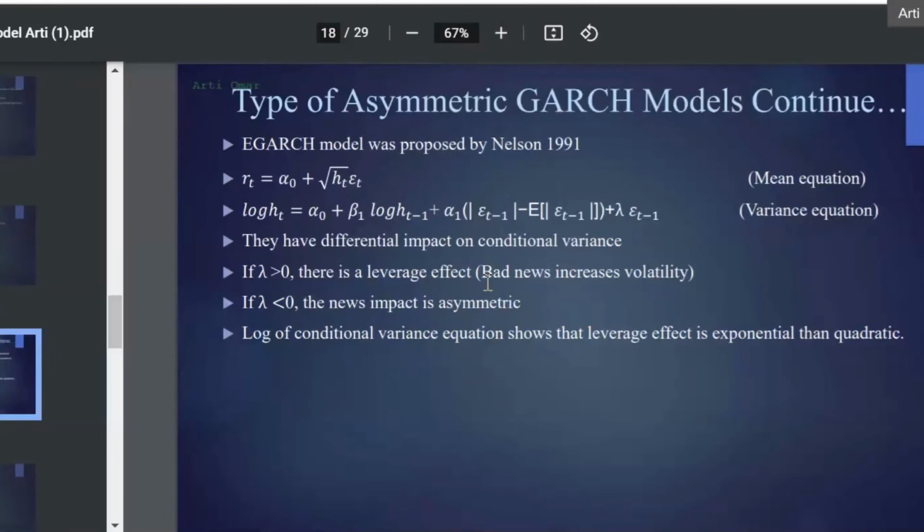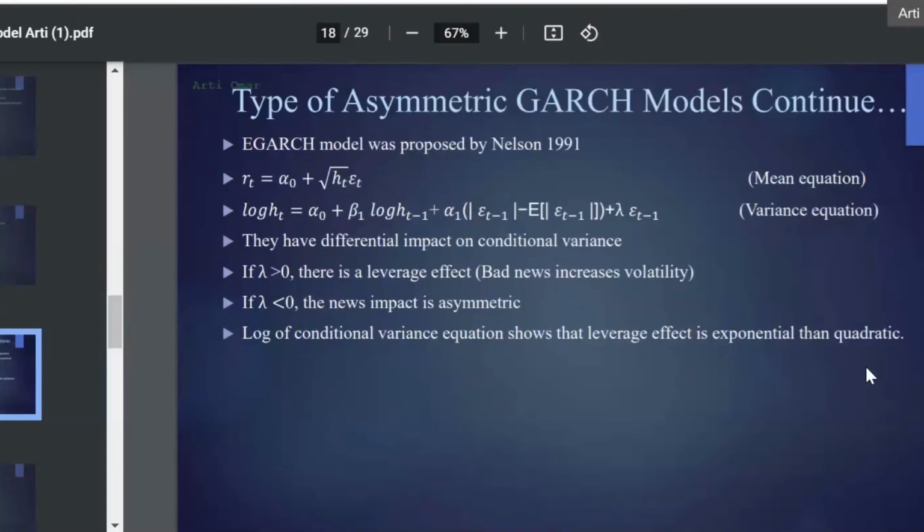Again here, if lambda is positive, there would be a leverage effect, or we will say bad news increases the volatility. If lambda is less than zero, there would be a news impact which would be asymmetric. And if lambda is equal to zero, we again have the GARCH 1-1 model. Here the log of the conditional variance equation shows the leverage effect is exponential rather than quadratic. The TARCH model, or threshold GARCH model, says the behavior is quadratic, whereas when we add the log terms, we are saying the leverage effect is exponential. This is the only difference between the GARCH, TARCH and E-GARCH models.